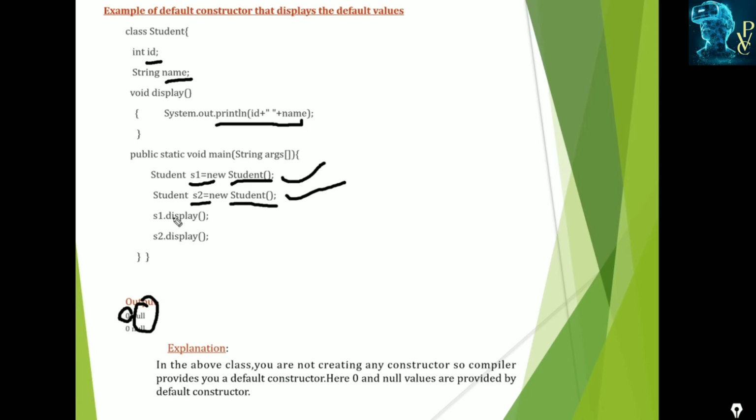We created the two objects s1 and s2, so it outputs the two values. One 0 is for the id and null is for the name, which is of string type. And for the other object s2, it also assigns 0 for the id and null for the name of the student s2. This is the example which has the default values with different data types.